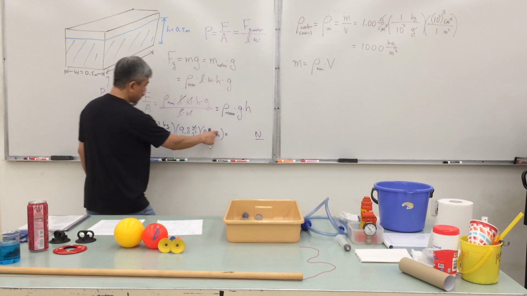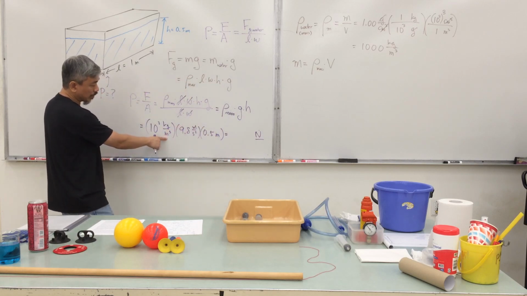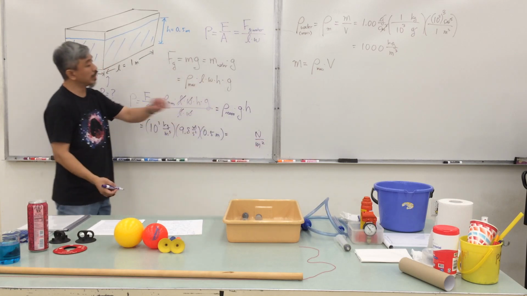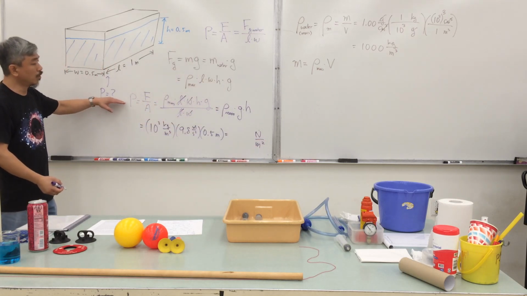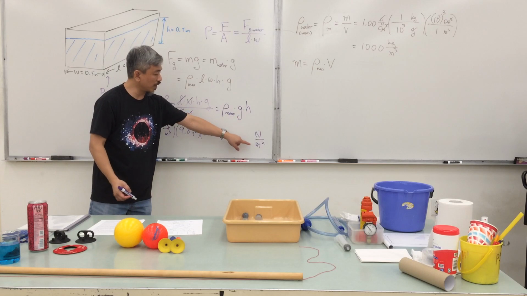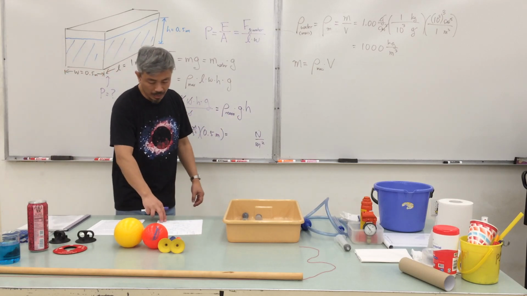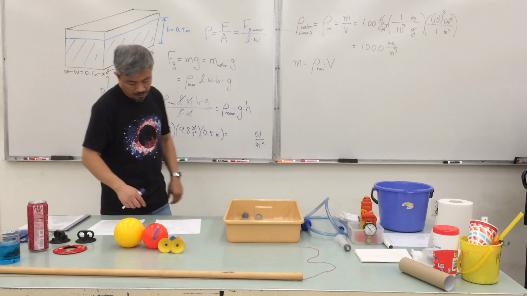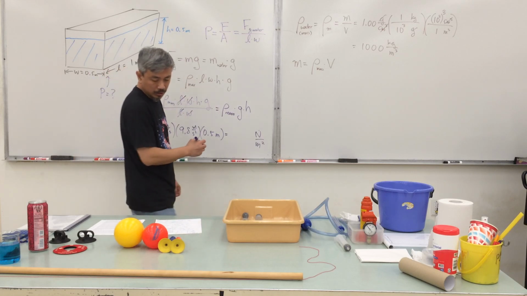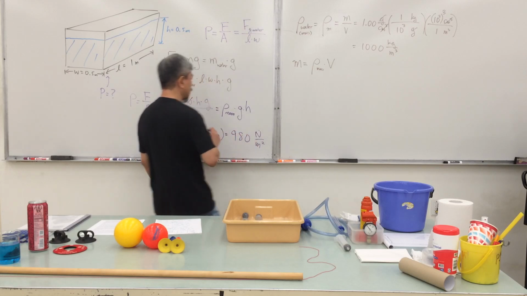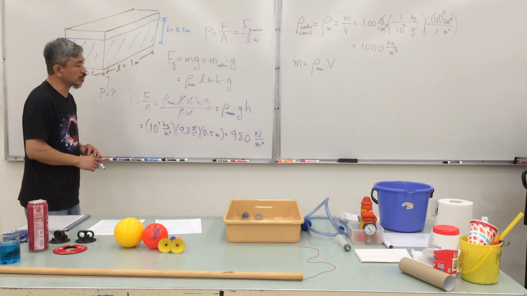And then this meter would cancel out one of the meters down here, giving you meters squared at the bottom. You now have newtons per meter squared. That's the combination of units that you want for pressure. It's a force unit divided by an area. And if you work that out, you end up with a number like 980 newtons per meter squared as the final answer.